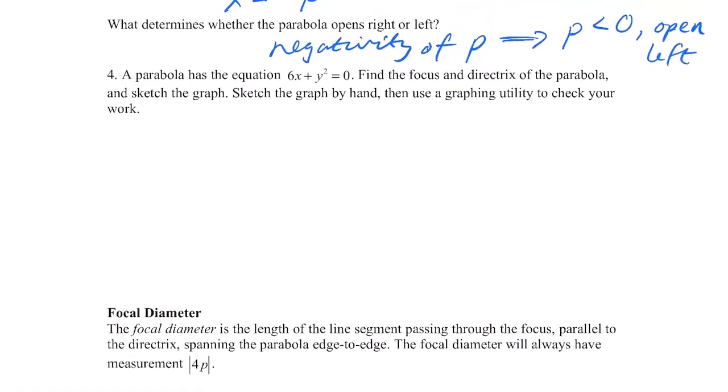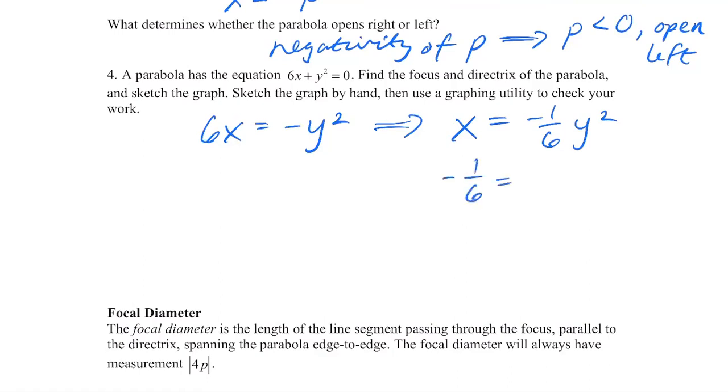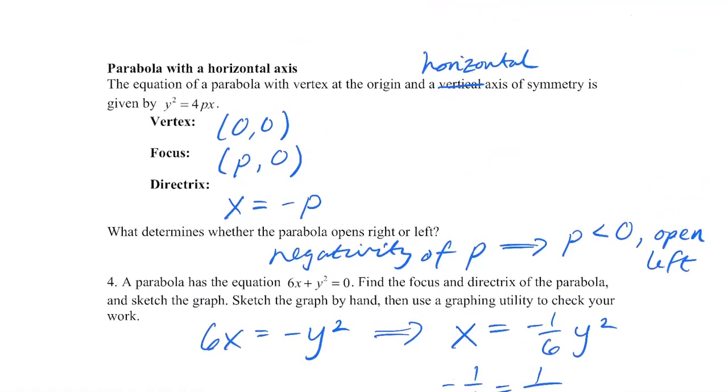A parabola has the equation 6x plus y squared equals 0. Find the focus and directrix of the parabola and sketch the graph. Sketch the graph by hand, then use a graphing utility to check your work. So let's go ahead and isolate our variable. We're going to say that 6x equals negative y squared, which gives us x equals negative 1/6 y squared. So that means that negative 1/6 equals 1 over 4p. Let's double check ourselves on that.